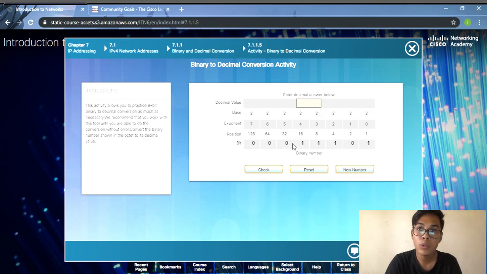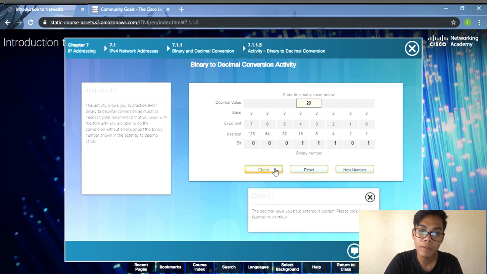So what we do here is we add the positions with the 1 beneath it. Just like here, we don't put 128, 64, 32, and 2 because beneath them are the bits of 0. So let's try 16 because it has 1 beneath it, 8, 4, and 1. The sum of all of that is 29. Let's put 29 and check. Correct, the decimal value you have entered is correct. Please click new number to continue.